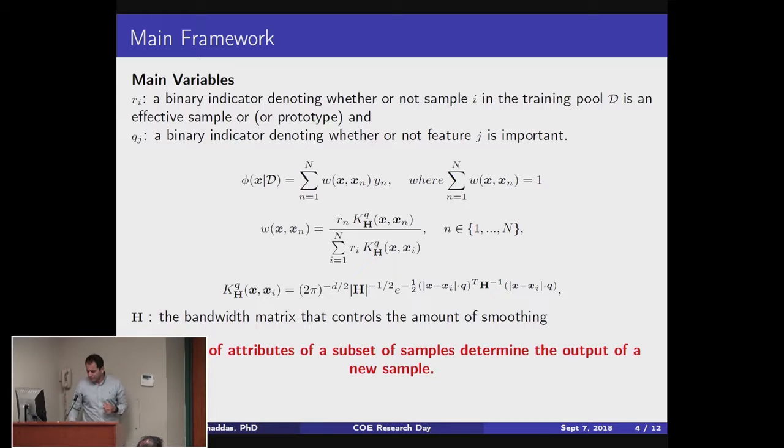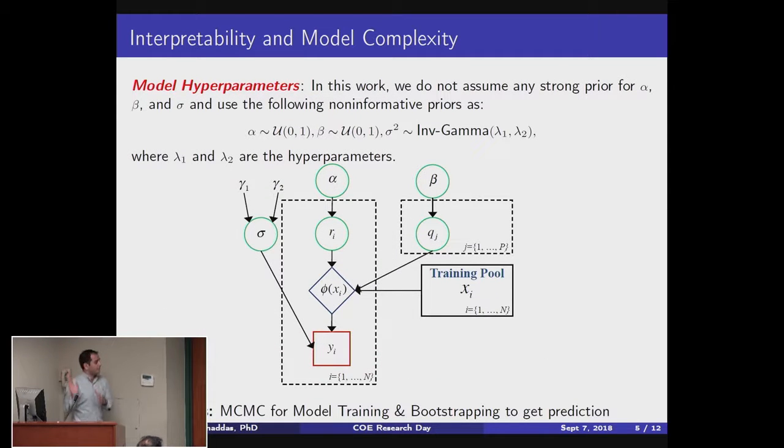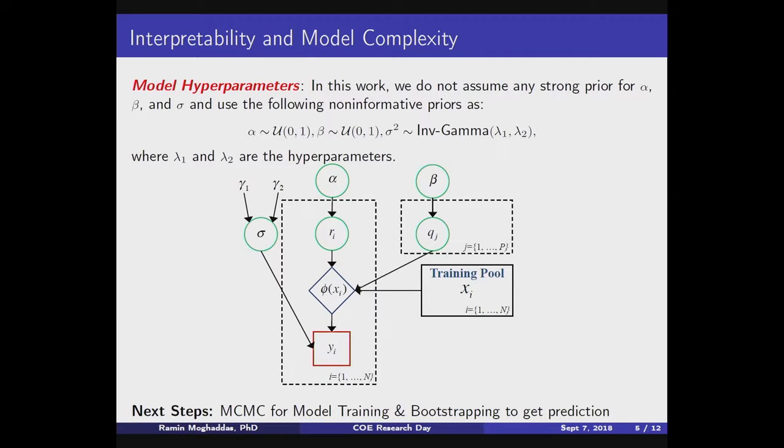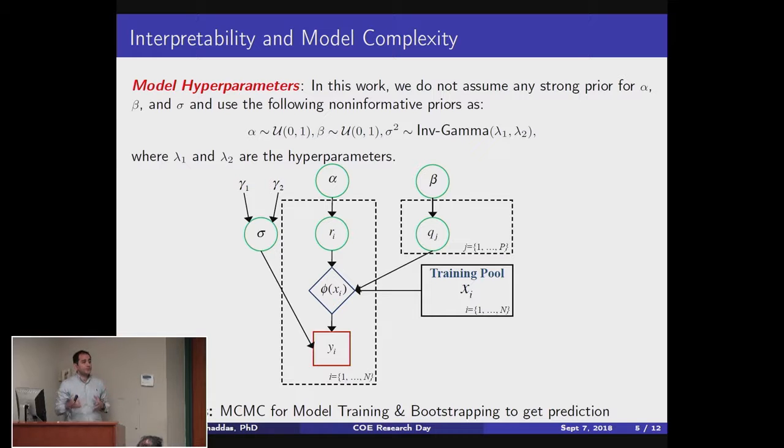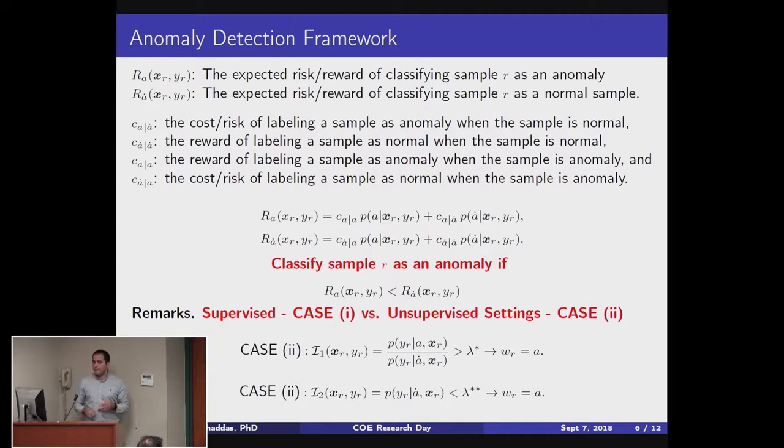So we are using a hierarchical Bayesian structure which gives us the ability to interpret the model better. So it's highly interpretable, and also we can control the model complexity using some hyperparameters. Now, this is the main part for the decision making.